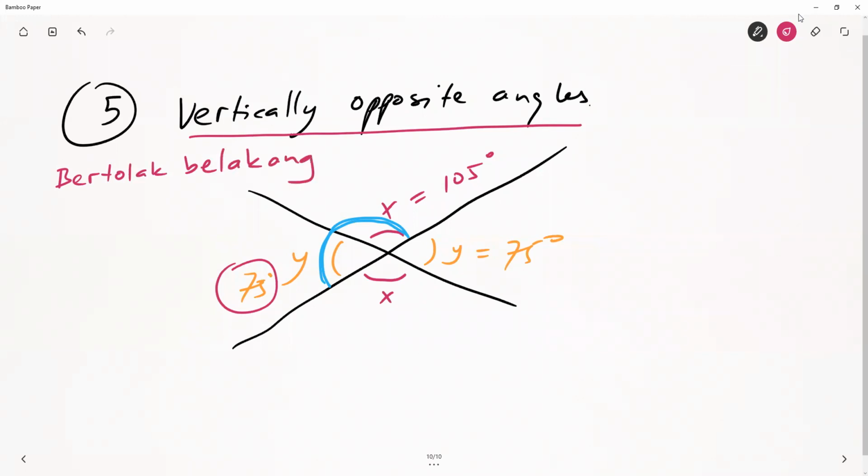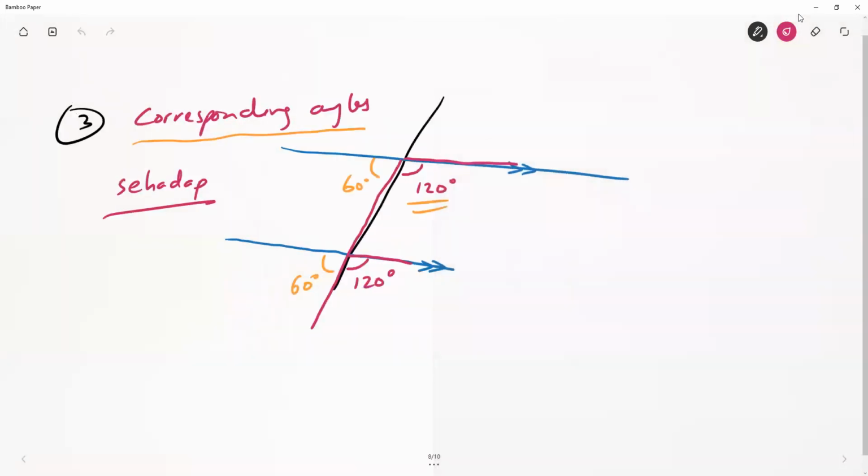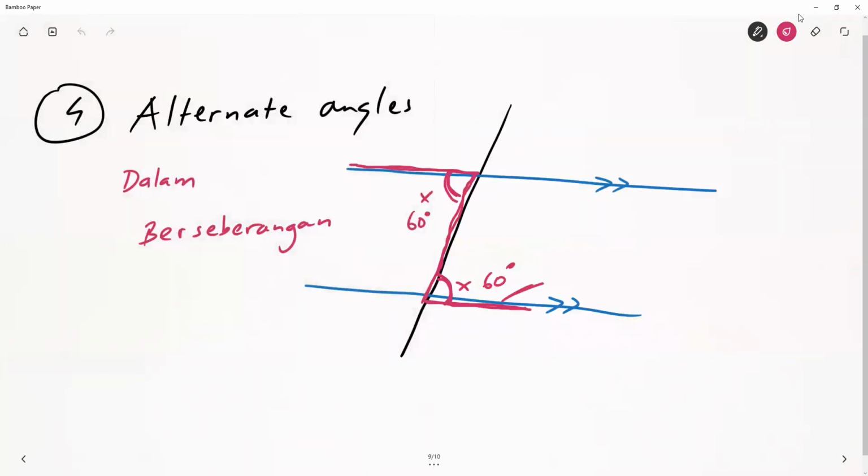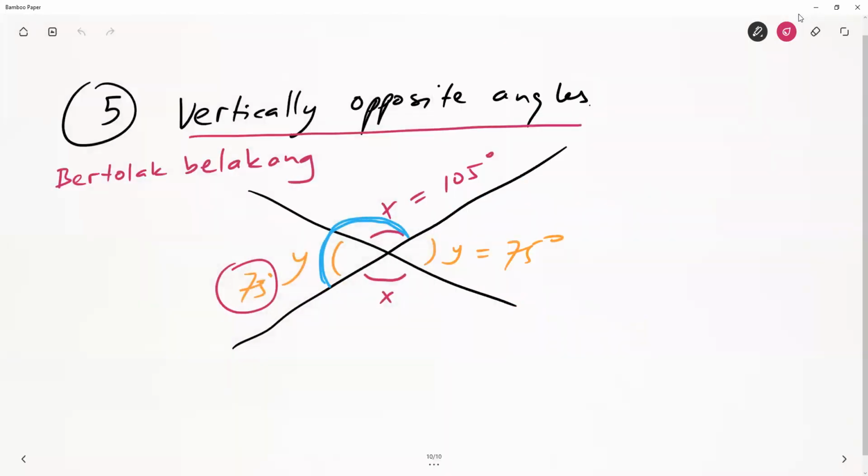Right? So now if you look again from number 3, corresponding angle, making letter F, and then alternate angles, making letter Z, and then vertically opposite like this, they are equal.